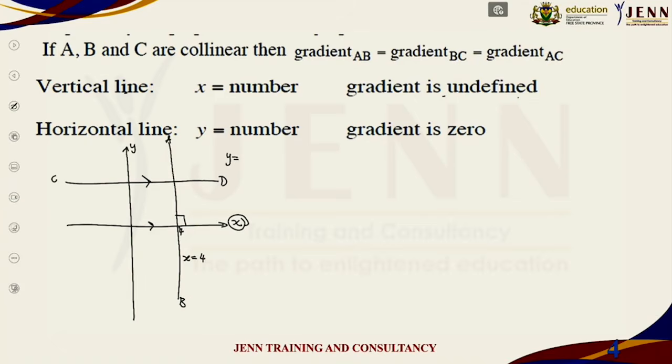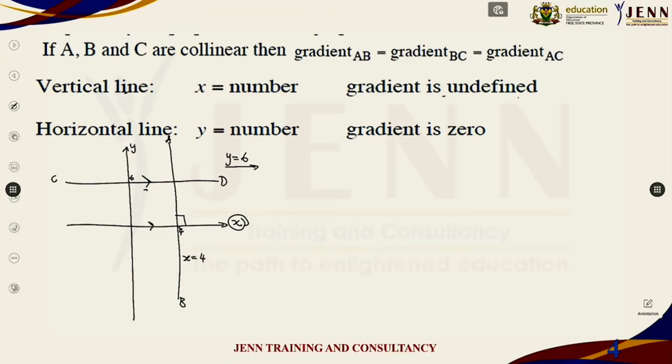Let us take, for example, that where this line CD passes, we are having 6. The y value there is 6. So the moment I ask you, my child, what will be the equation of my horizontal line? You'll have to tell me that y will equal 6. Then that will be the equation of a horizontal line.